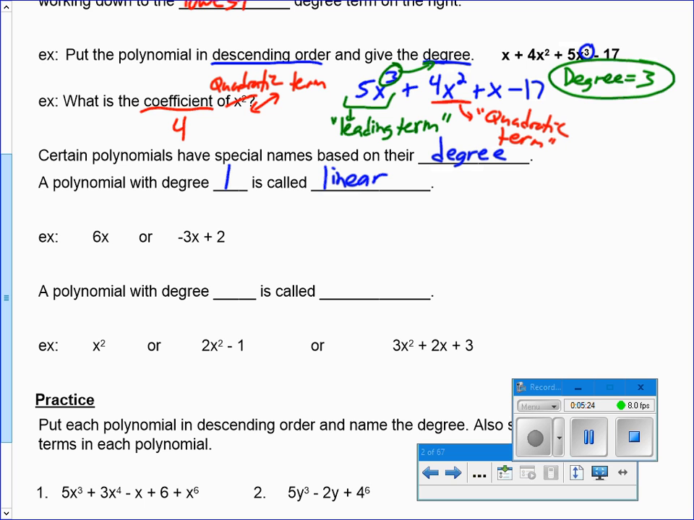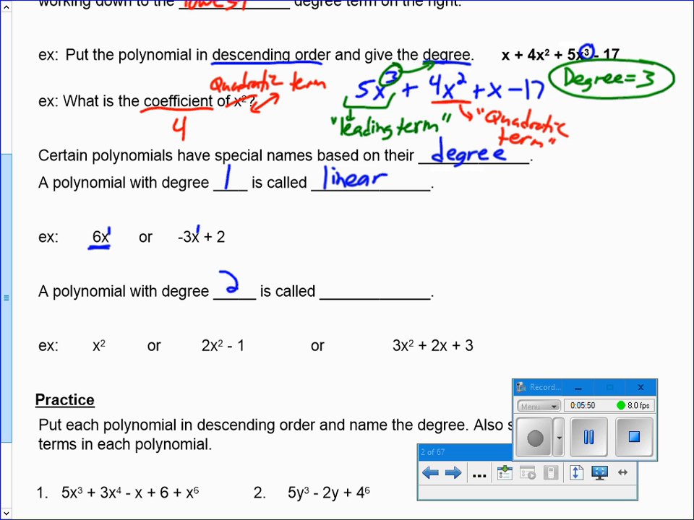Just like we saw in the last unit, graphing linear functions, it was always some number multiplied by x and then a constant. It's just a plain number. Right, so these would be examples of linear terms. Right, 6x, it's the same thing as x to the first power. Here we have negative 3x plus 2. Right, x to the first power is still going to be the highest order, highest power of the variable x. So that's why it's linear.